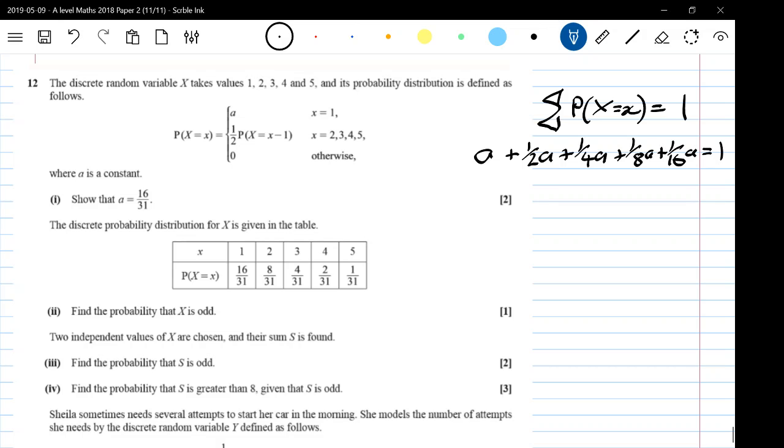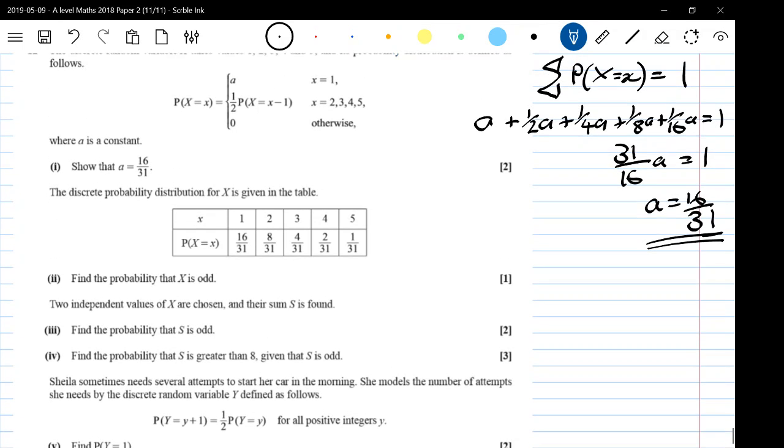We have got a 16th plus 2 16ths, so that's 3, plus 4 16ths, so that's 7, plus 8 16ths, so that's 15, plus 16 16ths, so that's 31 16ths of A is 1, so A is 16 over 31. And there we had it.